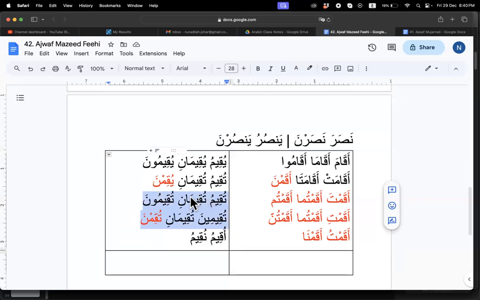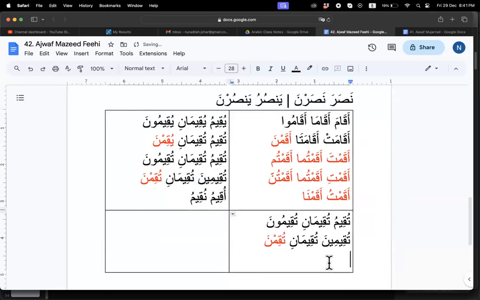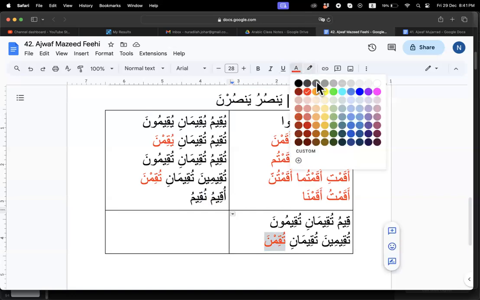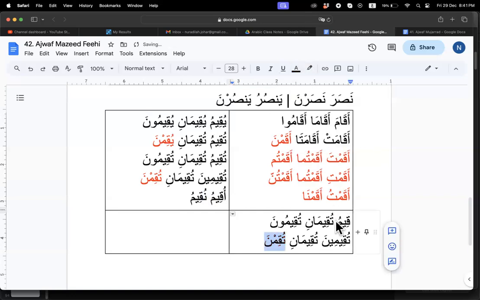So from here we do amr. Take the second person. What do we first do? We remove the ta. And then what happened at the end? At the end we put sukun, making it majzum. Then we got two sukuns, so remove the weak letter ya. So like that, qim, finish. This is family 4.